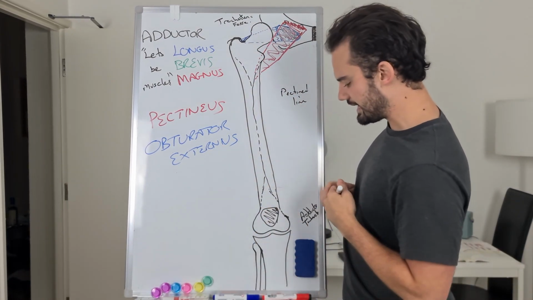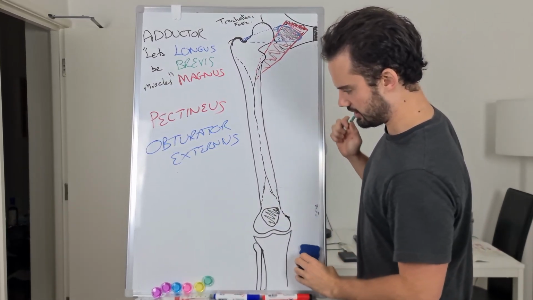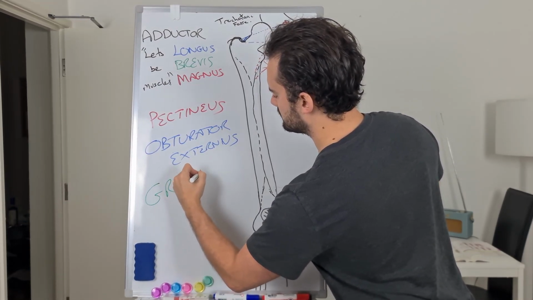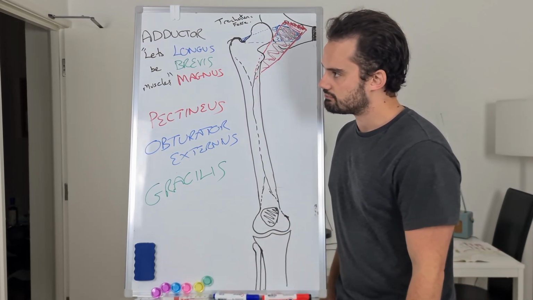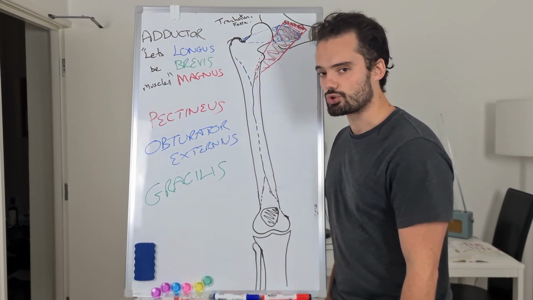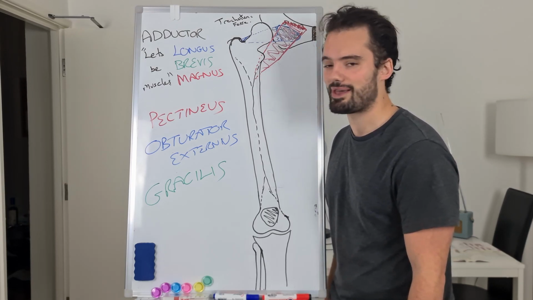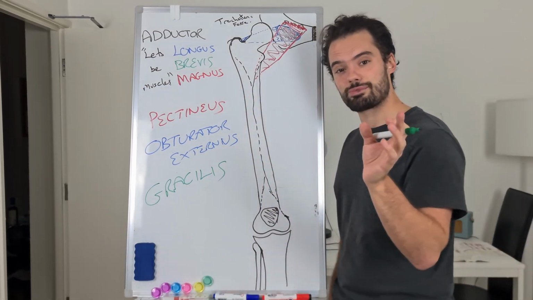So gracilis. Gracilis is the last of our six medial muscles. Gracilis, I don't actually know this for certain, but I think it's called gracilis because it's graceful. Graceful gracilis. I bet that's completely wrong, but that's how I remember it. And I said right at the beginning, didn't I?